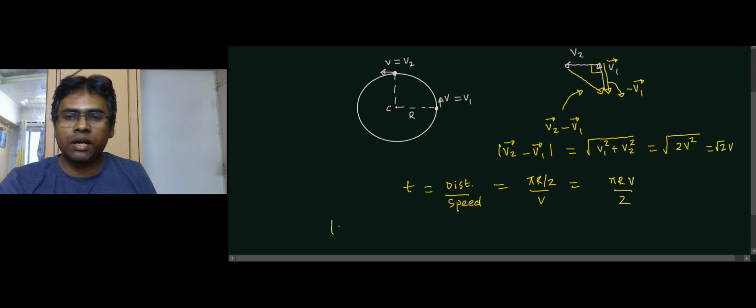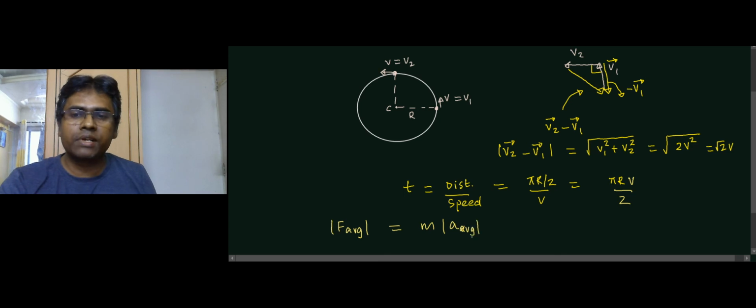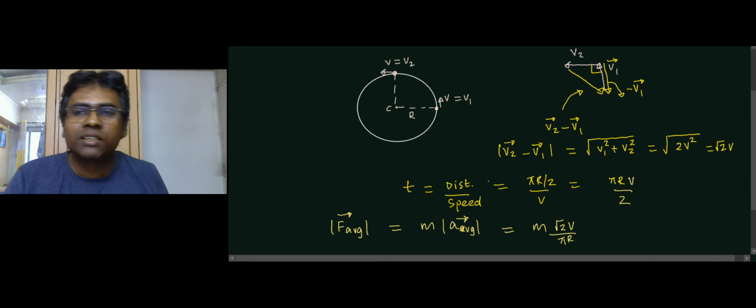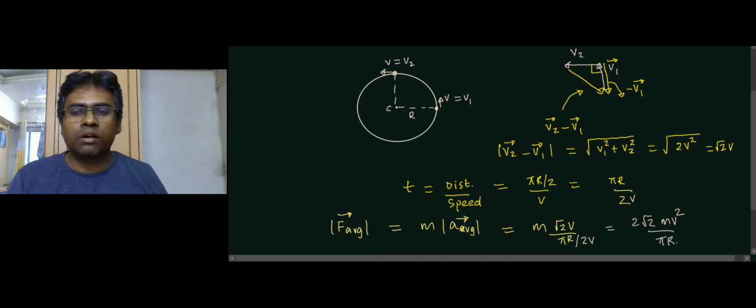Now the magnitude of the average force will be mass multiplied by the magnitude of the average acceleration, and by definition, average acceleration is change in velocity by time taken. We have change in velocity, which is root 2 v, and the time taken is pi r by 2v. I messed it up here, I am really sorry. The v should be downstairs. So what do we get here? 2 root 2 m v square over pi r. That is the magnitude of the average force.